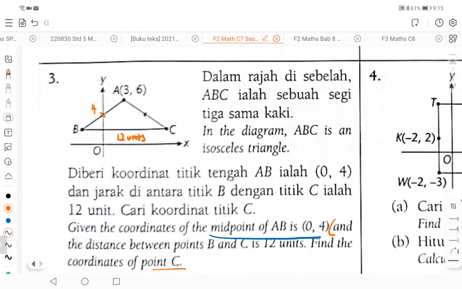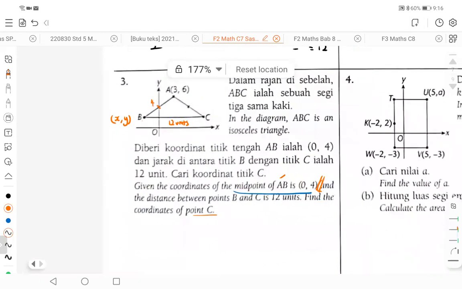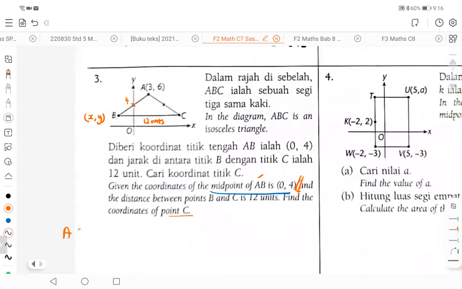How to solve? Back to the first sentence here. We already have the midpoint of AB, but we do not know the coordinate of point B, right? So let it be x, y. Okay, then we list down. A is (3, 6). Point B is (x, y). And we already know the coordinate of the midpoint, which is (0, 4).